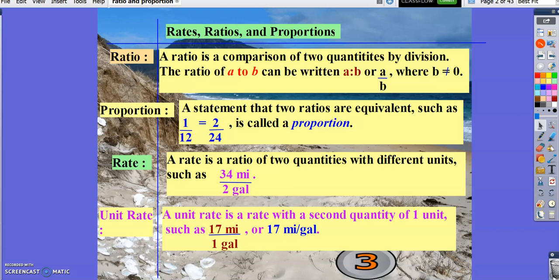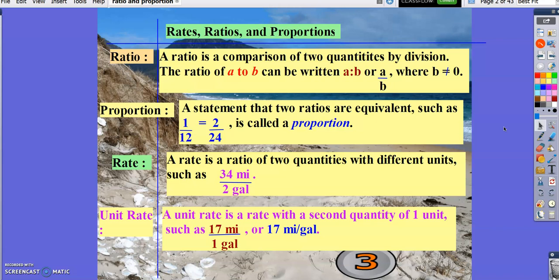Good morning, students. Today we will learn about rates, ratio, and proportion. I have given you the definition of ratio along with proportion, and I have given you the definition of rate and unit rate also. Go ahead and copy all of these definitions in your binder. Once you have finished copying, then I will explain all of these definitions.